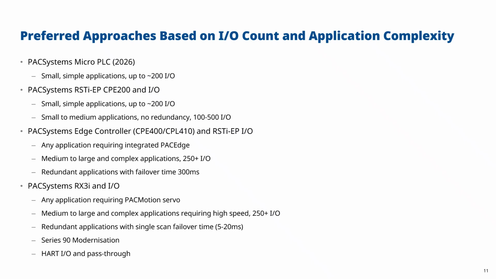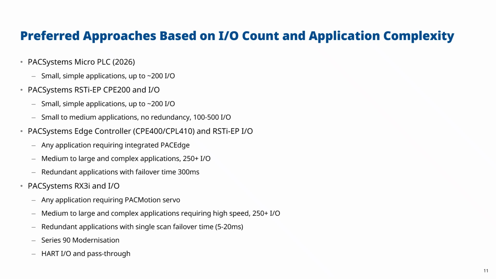For large applications, this is where PACSystems RSTi rack-based comes in with either local I/O, remote I/O, and also for any application requiring PAC motion servo, that needs the PMM345 module in the RSTi, so that would have to use the RSTi as we are today. Ideal for medium to large and complex applications requiring high speed, again 250 I/O plus. For redundancy, ideal for applications which need very high speed redundancy with single scan failover times in the order of 5 to 20 milliseconds. Very good for Series 90 modernization.